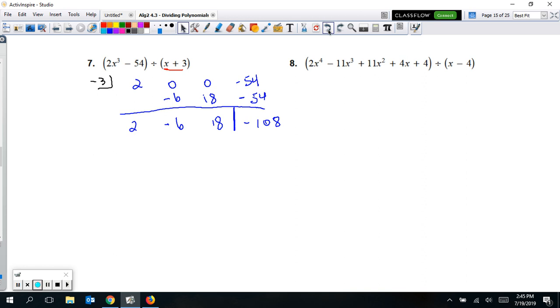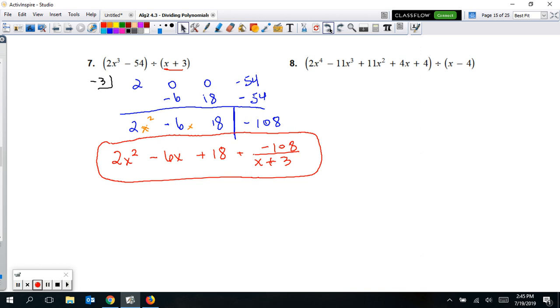And so I always draw the line there to show this is our quotient, this is our remainder. So there's our constant term. 6 is the x term, and the 2 is the x squared term. So our answer for this one is 2x squared minus 6x plus 18 plus the remainder, negative 108, over what we were dividing by, which always is this right here, x plus 3. All right, so on to number 8. So I'm going to have you start this one from the very beginning this time.